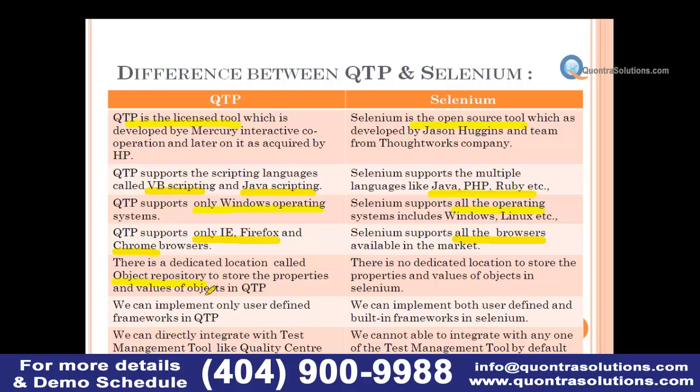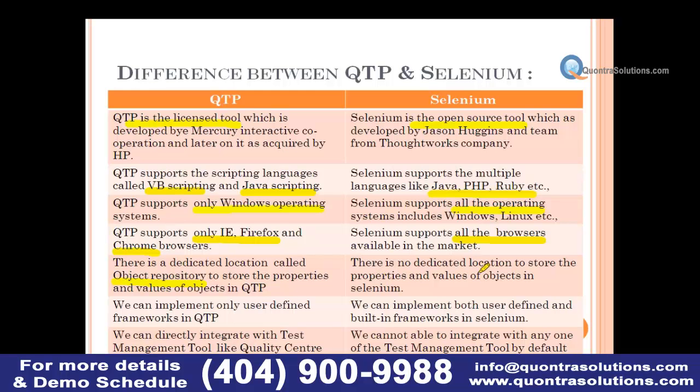And for each and every object, there are particular properties for which we have some value. Let us say enabled is a property and it is true. Focused is a property, it is false. The x coordinate is a property and it has some number. The y coordinate is a property, it has some number. All these properties we capture from the object and store in an object repository, and then we write the scripts while working with QTP.